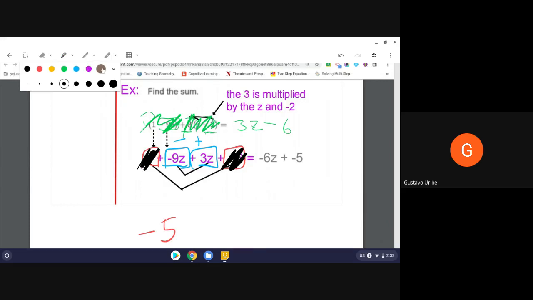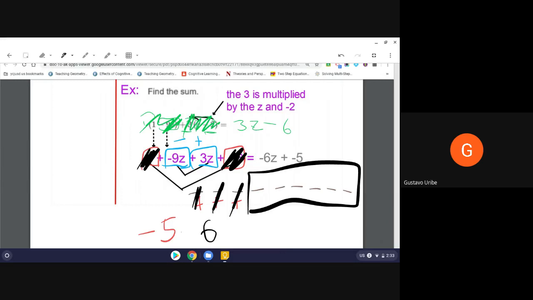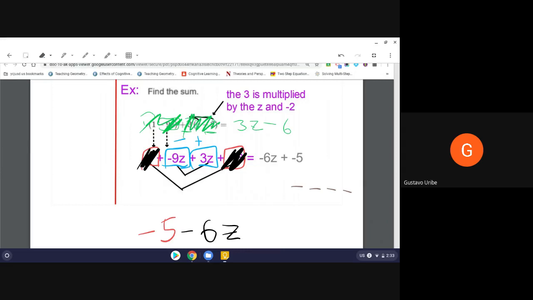So if I have 9 negatives, 1, 2, 3, 4, 5, 6, 7, 8, 9. I have 3 positives. 1, 2, 3. These are going to cancel out as 1 minus 1 gives me 0. And I'm left with 1, 2, 3, 4, 5, 6 negatives. So I have 6 negatives, and this also has the variable z attached to it. So I have different ways of expressing my final answer.